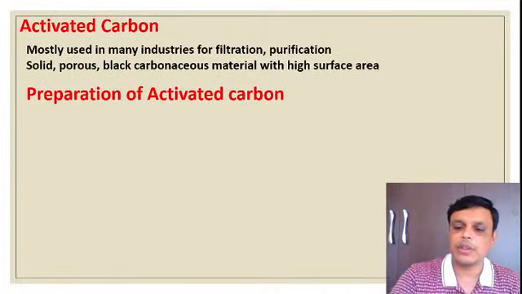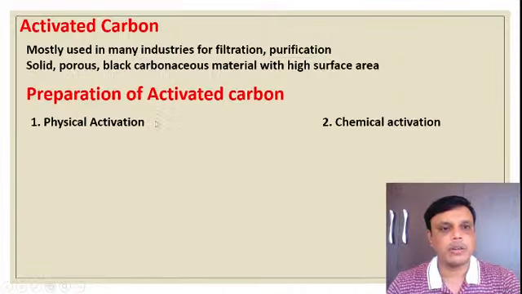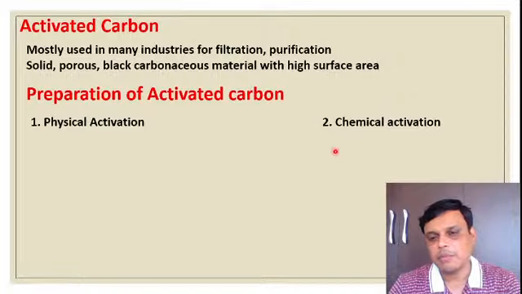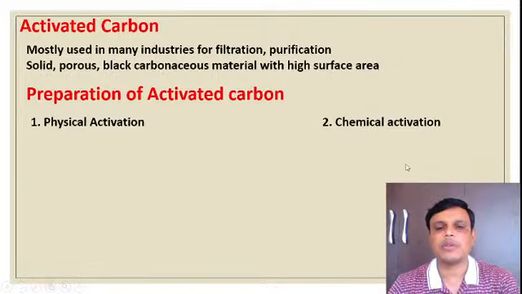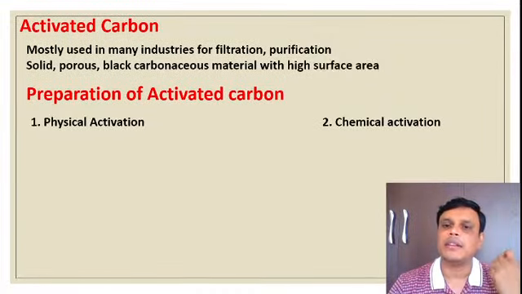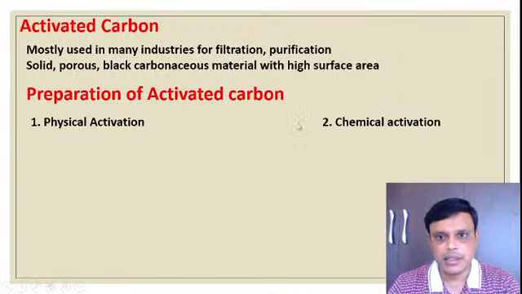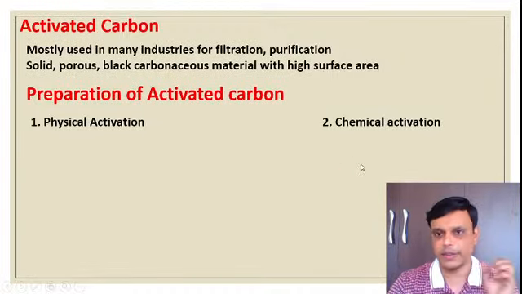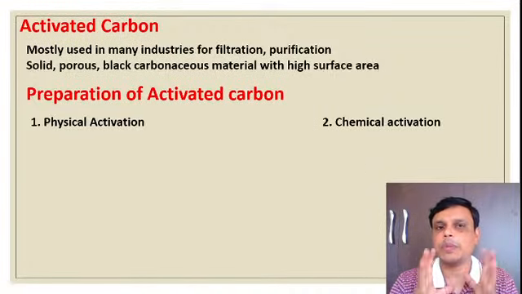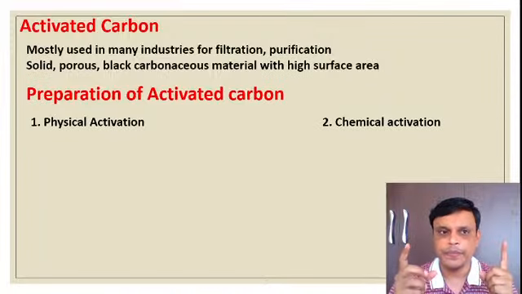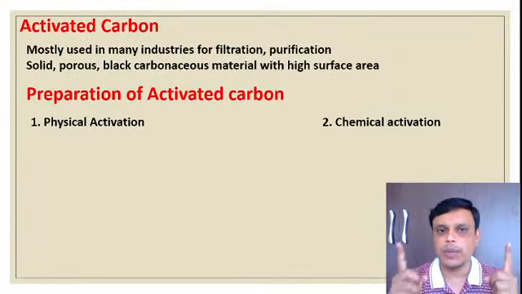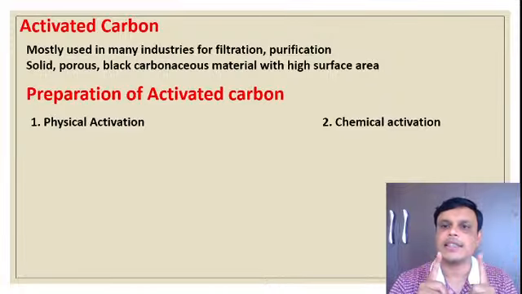How to prepare it? There are two different processes. The first process is related to physical phenomena, that is physical activation, and the second is called chemical activation. That means the carbon material is activated physically in one method, and in the second method it is activated using chemicals, for example acids, bases, zinc chloride. So based on the method or reagent used, there are two types: physical activation and chemical activation.